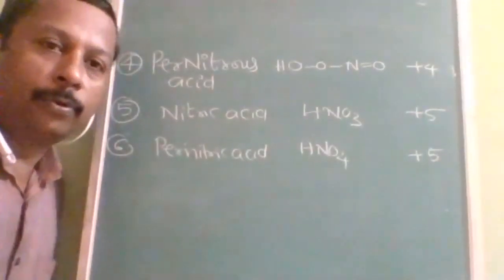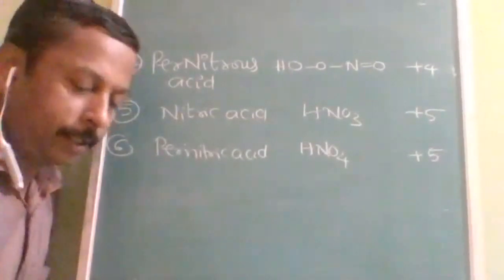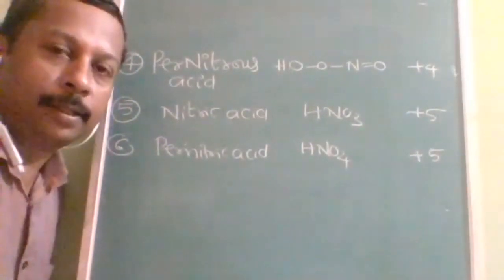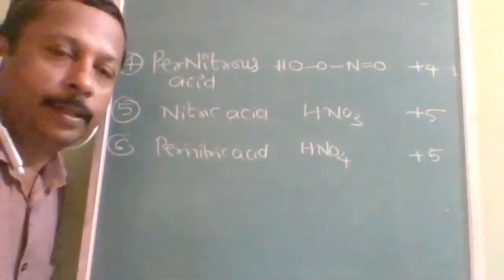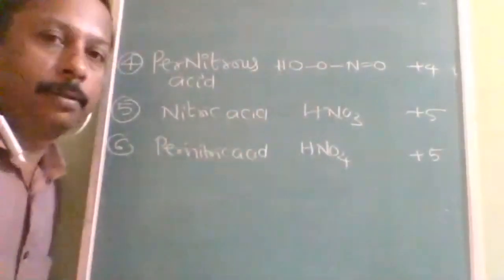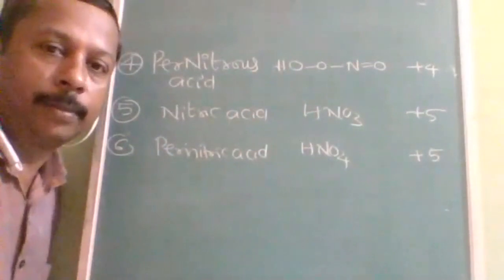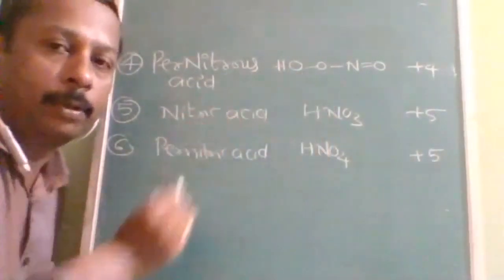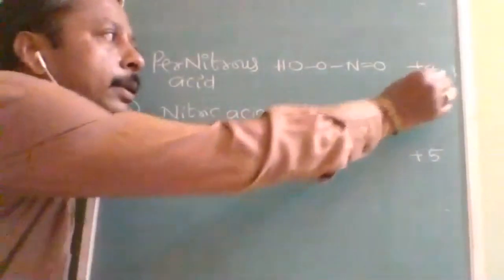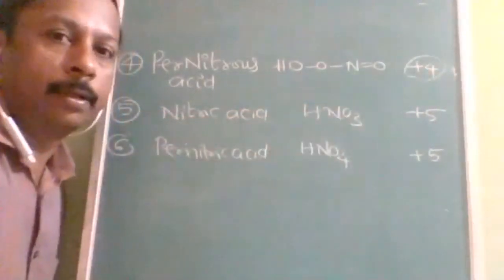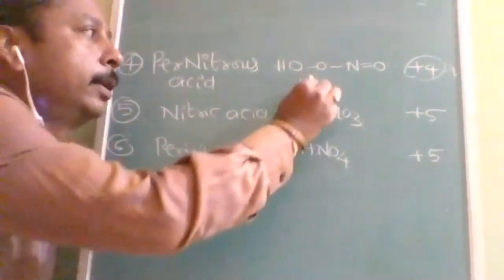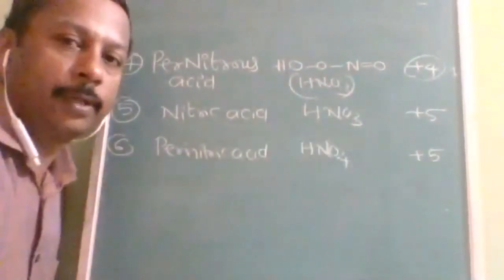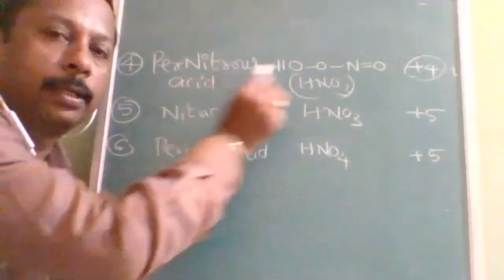A few more oxo acids of nitrogen are here, starting with pernitrous acid. You may see the structure I have written. Why not for the others? Because this and this have the same molecular formula; the only thing that changes is the oxidation number. If I write this as HNO3, you will get confused. For that purpose only, I have written the structure.